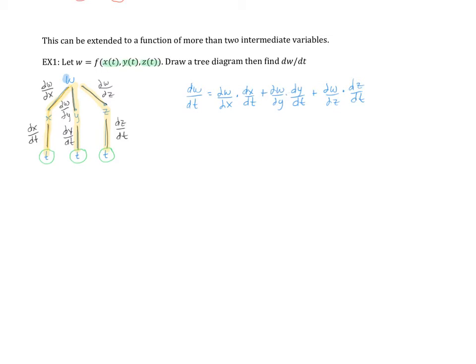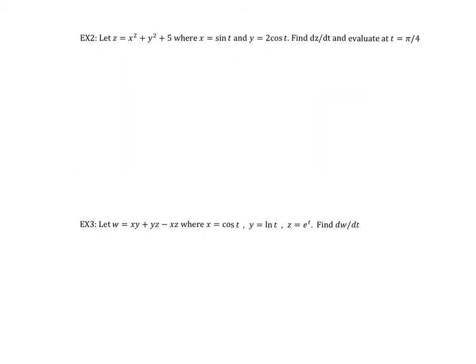So these tree diagrams are very powerful. Again, we can use them to find derivatives for any function with any finite number of variables. So let's apply this chain rule to some functions that are defined. In example 2, we have z equal to x squared plus y squared plus 5. So z is a function of x and y. However, x is equal to sine of t and y is equal to 2 cosine of t. So x is a function of t and y is a function of t. We're supposed to find dz dt and evaluate it at t equal to pi over 4.